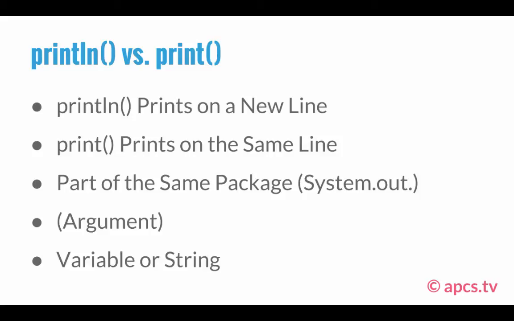So that's why the println method is there, to continue your printing on a new line. And these are both part of the same standard output object, and what's in between these parentheses is known as an argument. So the string or the variable or anything that needs to be printed out that's within these parentheses is called an argument. So an argument is whatever a method takes in and evaluates, and this can be a variable or a string or anything that you would like to get printed out.